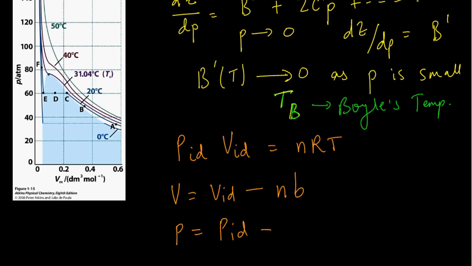just a moment. First I messed up over there. It should be V ideal plus NV, because V ideal is a smaller volume and NV is the volume of the sphere. Okay, sorry for that. So pressure ideal minus A times N square by V square, right? That's what I want. And then I replace the values of V ideal and P ideal in the equation.